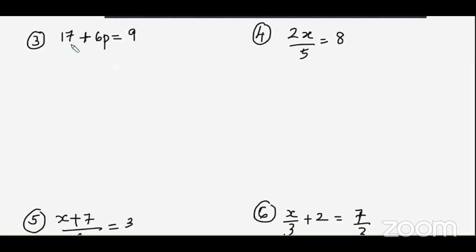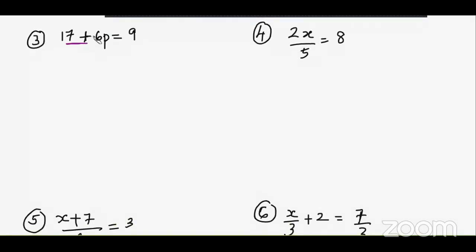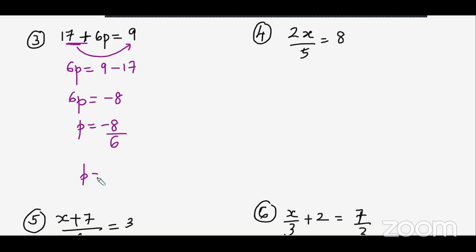Now in the next question, it's 17 plus 6p equals to 9. Still the 17 will shift because 6 is still multiplied. You can't just directly shift the 6. So you shift the 17. It will be 6p equal to 9 minus 17. So 6p equal to minus 8. So p is equal to negative 8 divided by 6, and p is negative 4 over 3.